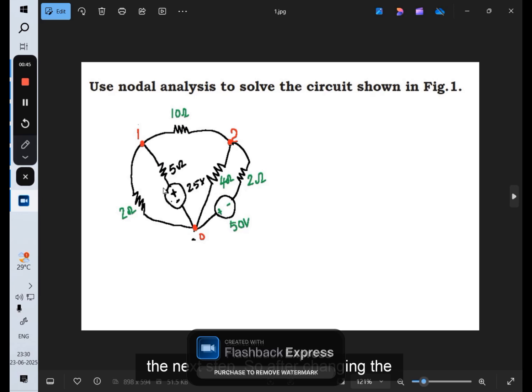So after changing the voltage sources, that is the 25 volt voltage source and the 50 volt voltage source, the next step you can go for writing the nodal matrix by inspection. So once you have the nodal matrix, you can solve it to find the node voltages.